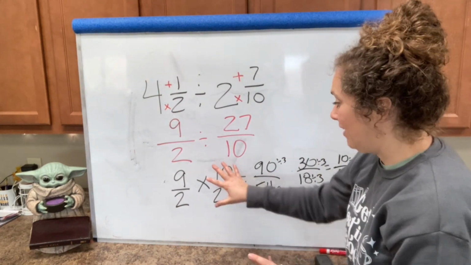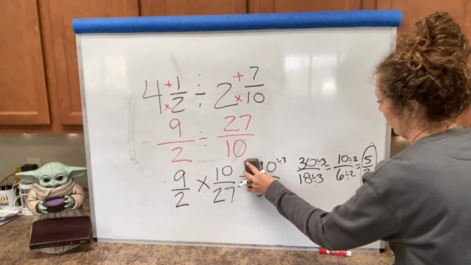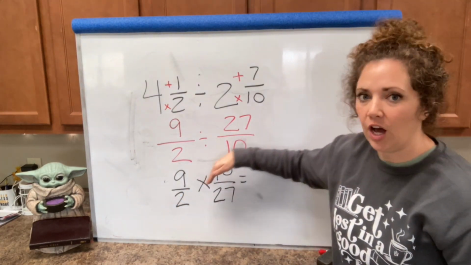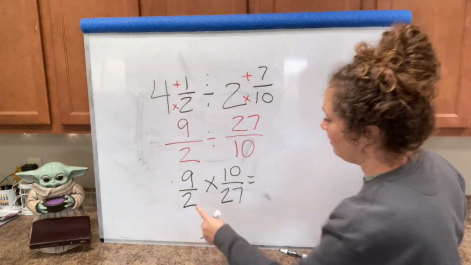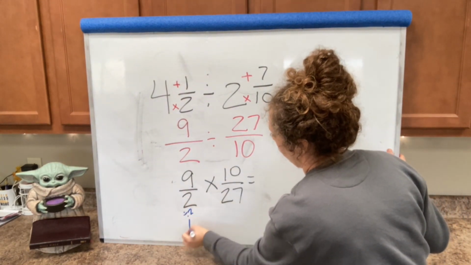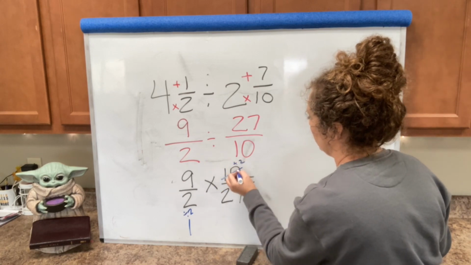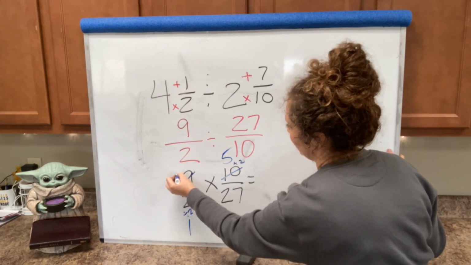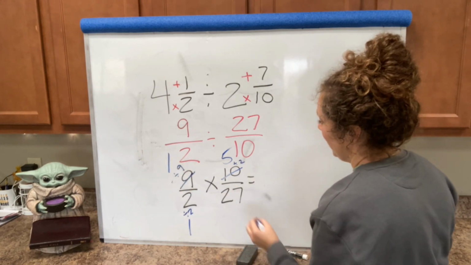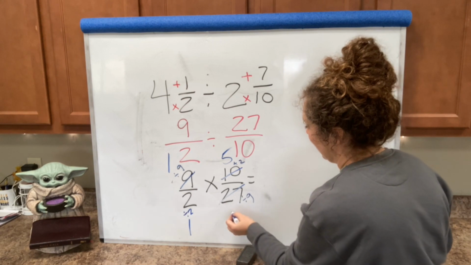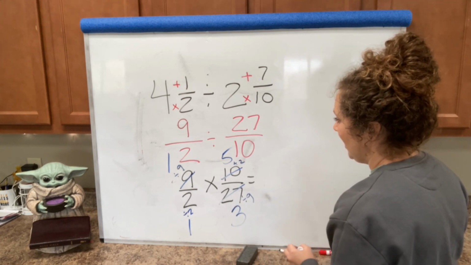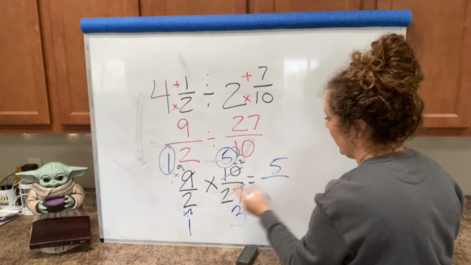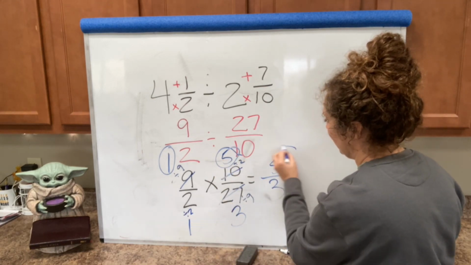Now I could have simplified before I even got this far. I could simplify by going across, simplifying across. So I'm going to divide this by 2 and get 1, and then divide this by 2 and get 5. Over here I can simplify this too. I'll divide this by 9 to get 1, and divide this by 9 to get 3. And now I have 1 times 5, which is 5, and 1 times 3, which is 3.